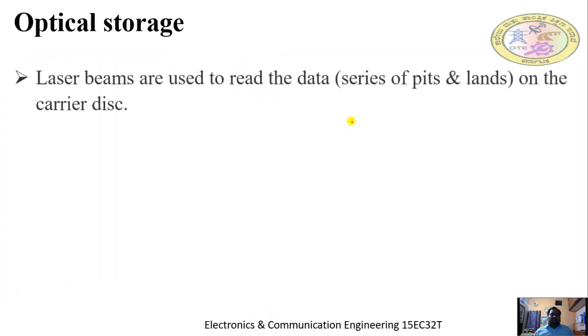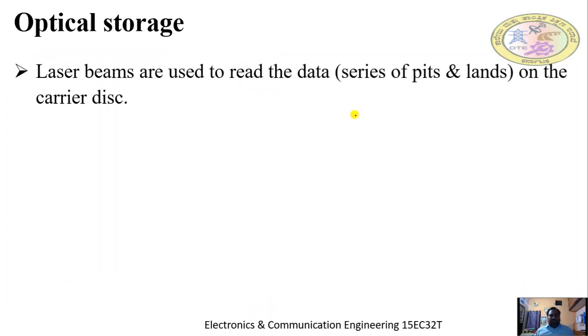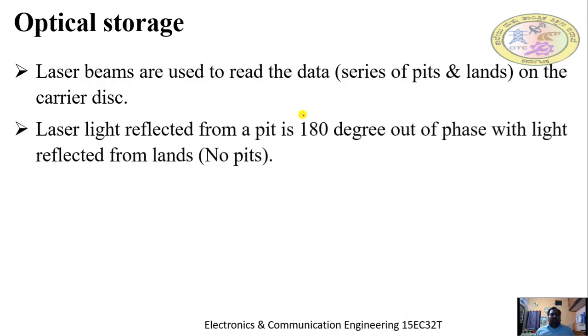Now how to read the data? Since it uses the laser beam technology, the laser beam itself is used to read the data from the optical disc. Here there is a difference between the light reflected from the pit region and the no pit region or land region. Let's say this is the no pit region and this is the pit region, again pit region, no pit region. So these are the pits and these are the lands.